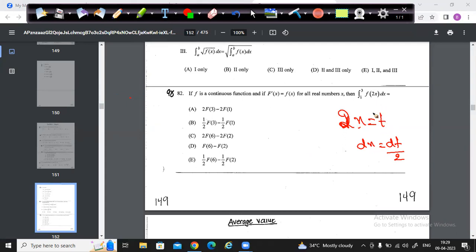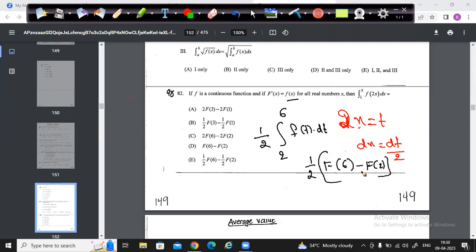So let 2x be t. So when x is equal to 1, t is 2 into 1, which is 2. When x is 3, t is 2 into 3, which is 6. So it is the integral of 2 to 6 f of t dt. And dx is dt by 2. So 1 by 2 integral of 2 to 6 f of t dt. So 1 by 2 into it is clearly given. F of x is f dash x. So f of t is f dash of t. So this becomes f of 6 minus f of 2. So 1 by 2 into f of 6 minus f of 2 should be your answer. So f of 6 by 2 minus f of 2 by 2. So E for elephant should be your answer.